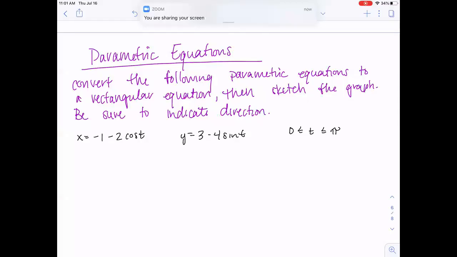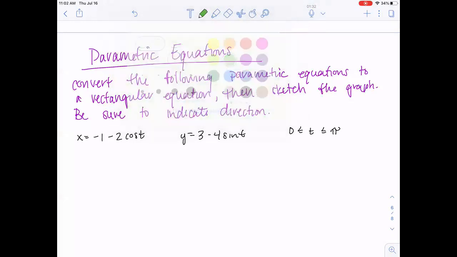So for this video, I want to go through graphing parametric equations. This one asks us to convert the following parametric equation into a rectangular one and then sketch the graph. We have these two equations, both involving t. Parametric equations are graphed in the xy plane, but in terms of the variable time t. Once we plug in t values, that gives us these ordered pairs x, y.